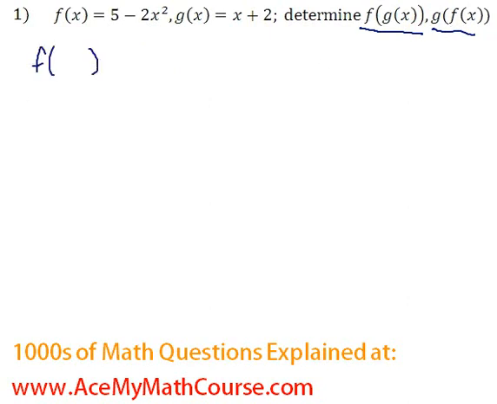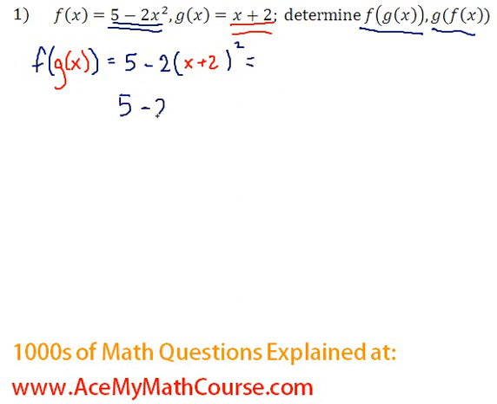So f of g of x. So note that g of x is the inside function right now, and that's this guy. And our outside function is the f of x, which is 5 minus 2x squared. So this is going to be 5 minus 2 brackets x plus 2. So the x plus 2 just basically becomes the x for the f of x function. That's what's happening here. And now at this point we can just basically expand and simplify.